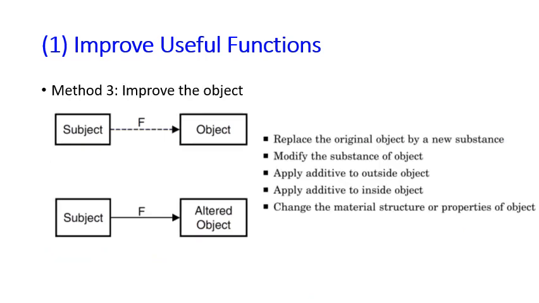When the useful function from the subject to the object is not enough or inadequate, sometimes we can alter or change the object, such that now the same function is enough. How can we change this? How can we change the object? We can replace the original object by a new substance. We can modify the substance of an object, apply an additive to either outside or inside the object, or change the material or properties of the object. Let's see how this works.